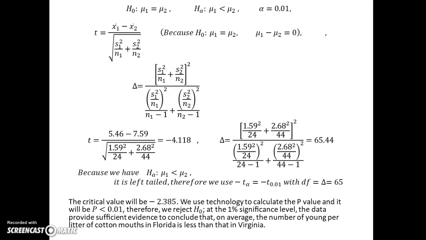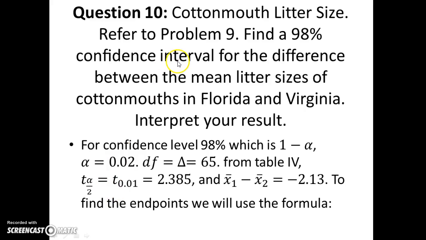The p-value we found is less than alpha, the significance level 0.01. Because it's less than that, we reject the null. And we say that the data provide sufficient evidence to conclude that on average, the number of young per litter of cottonmouths in Florida is less than that in Virginia.